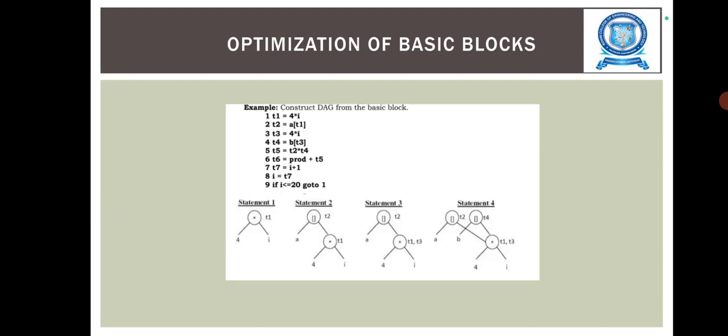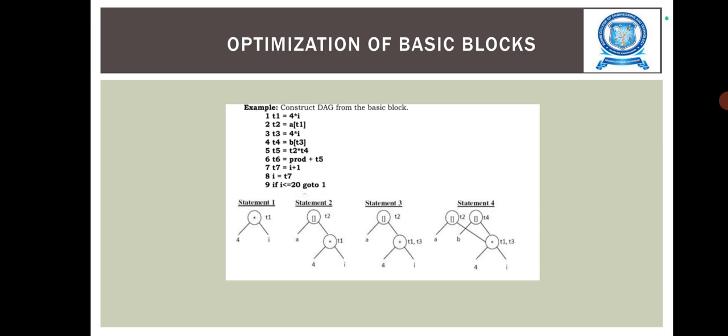Now we are going to see one example of constructing a DAG from the basic block. These are the given instructions. For this, first we are going to start with T1 = 4 * I. Asterisk is represented as the interior node, and 4 and I represent the leaf nodes. Next we are going to see T2 = A[T1]. That means the T1 result is used as the index of the array A.